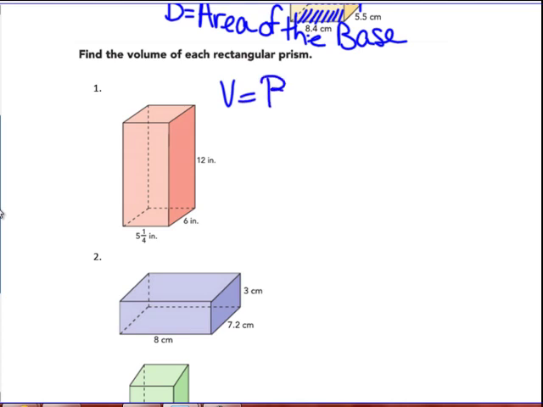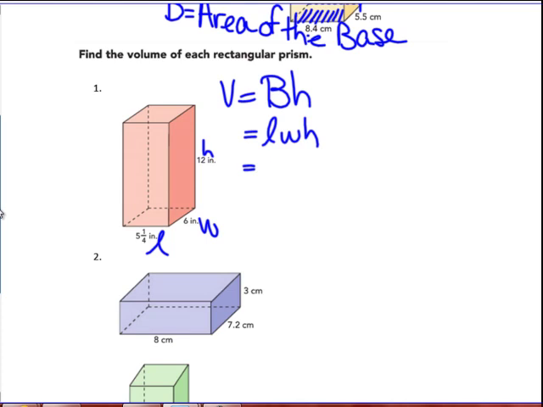Volume equals area of the base times the height. I always start with the capital B. What is this base? This base is a rectangle. So it's length times width times height. So now I'm going to plug in my dimensions here. Here's my length. Doesn't matter which one you call length, width, or height. I could call 6 my length and 5 1/4 my height and 12 my width. It really doesn't matter. Multiplying is commutative.